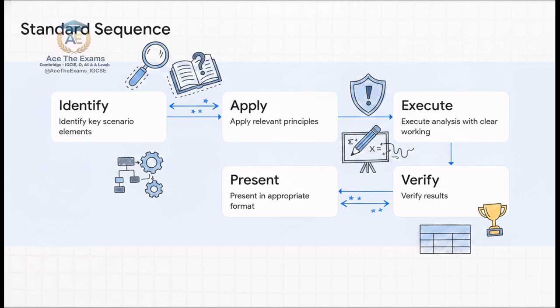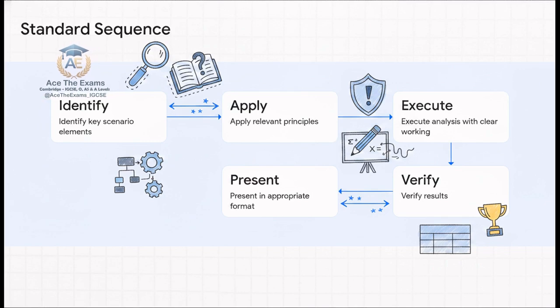Step 3. Execute analysis with clear working. You literally need to write down exactly what specific data you would input. Step 4. Verify results. State clearly what the system should do when it gets that input. And Step 5. Present in format.